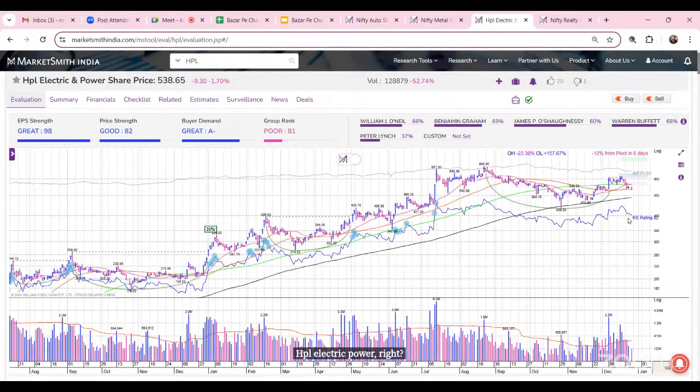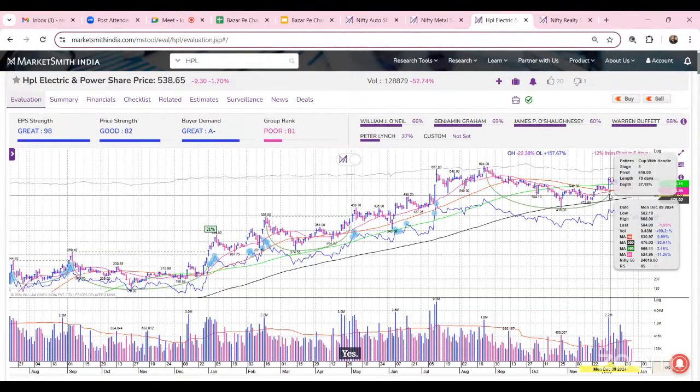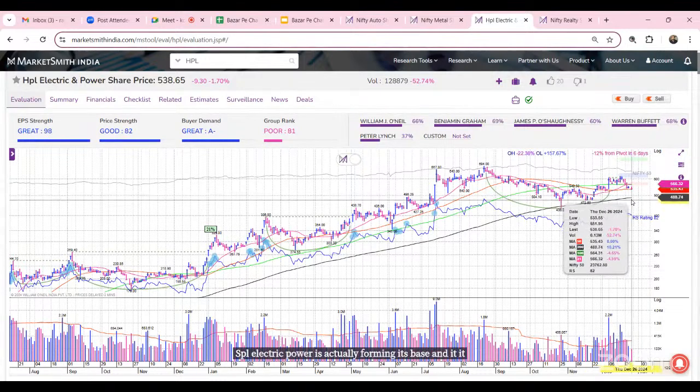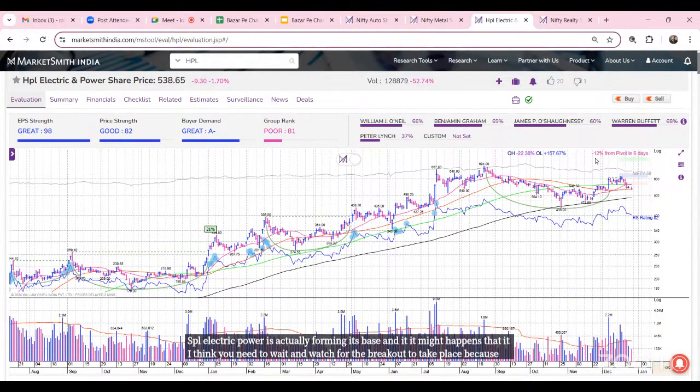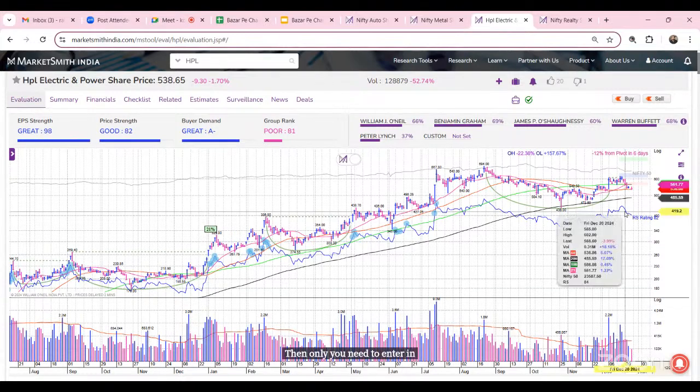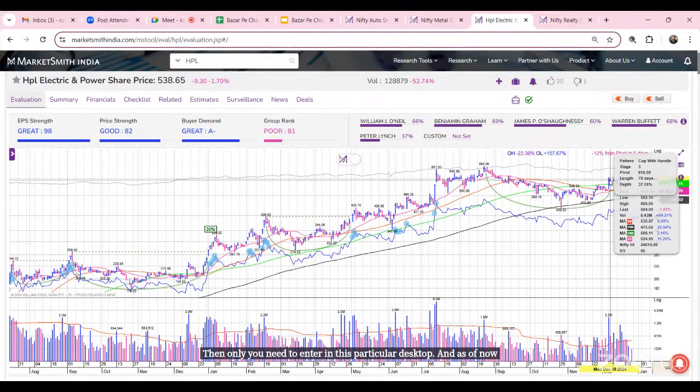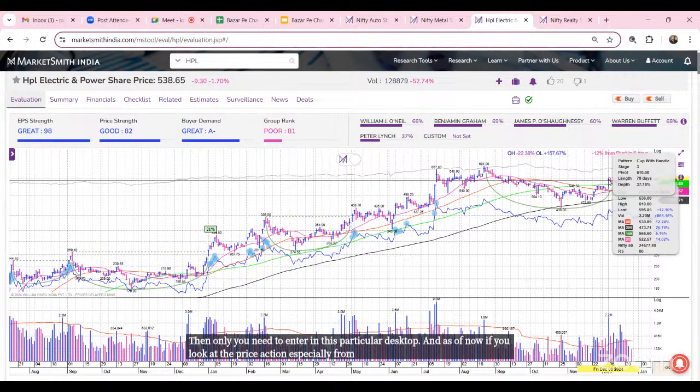HPL Electric Power is actually forming its base, and I think you need to wait and watch for the breakout to take place, because it is almost 12% away from the pivot level. So once the breakout happens, then only you need to enter this particular stock. And as of now, if you look at the price action, especially from the past, what is the date?